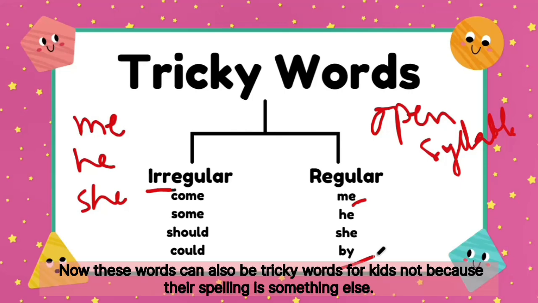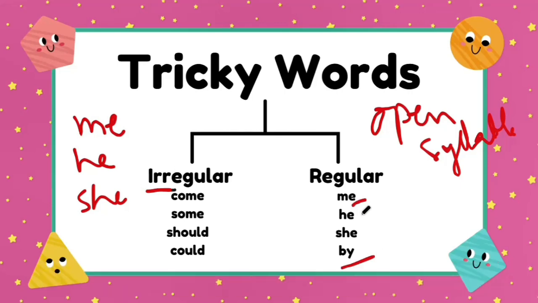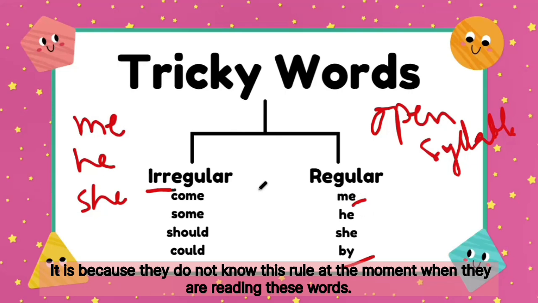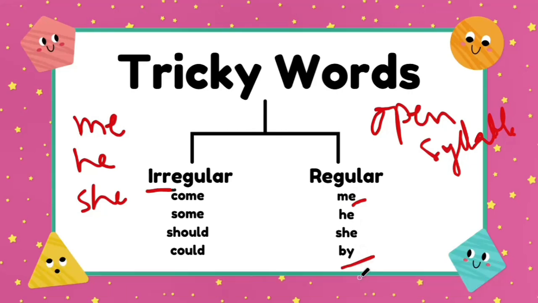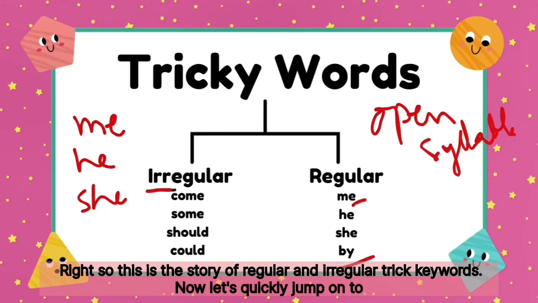Now, these words can also be tricky words for kids, not because their spelling is something else. It is because they do not know this rule at the moment when they are reading these words, right? So, this is the story of regular and irregular tricky words.